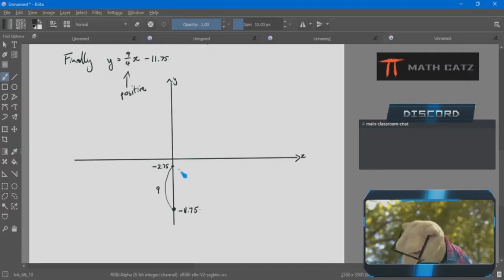So 9 up would correspond to 4 to the right. So that gives me a point here with an x-coordinate of 4, because I was on the 0 x-coordinate, and negative 2.75. Let's connect them. I just need 2 points, then I can connect them. And I had a y-intercept, then I used the slope to travel wherever I want, as long as I travel in a 9:4 ratio.